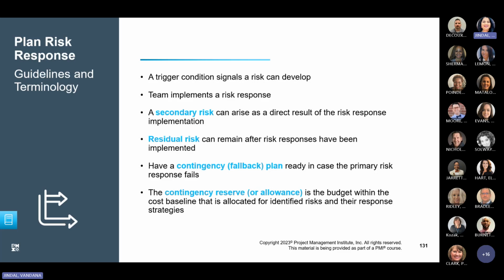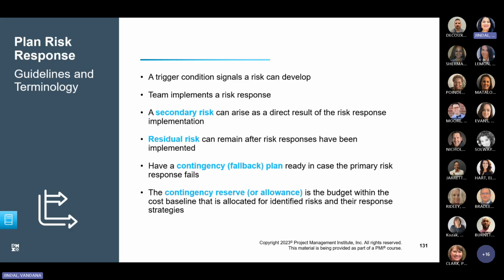Again, I want to start with an example to explain all these terminologies. I'll start with the trigger condition. Let's say we consider a construction project where there is a risk of delay due to bad weather. Here is how we will play out all the terms. The trigger would be the weather forecast predicting a storm in the area where construction is taking place. This trigger condition signals the risk of project delay due to bad weather. So that is our trigger. The team implements a risk response: the project team decides to work extra hours ahead of the storm to try and stay on schedule. This is a risk mitigation strategy to reduce the impact of potential delay.